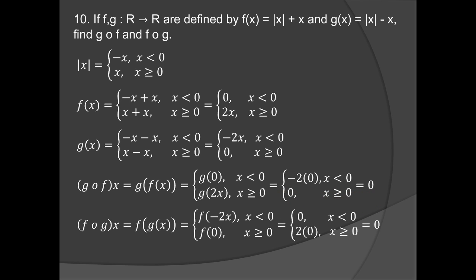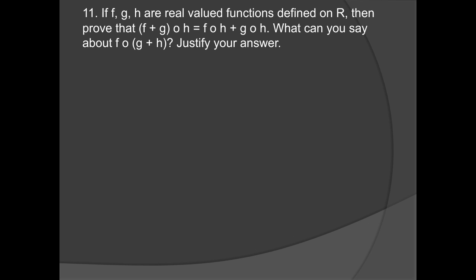The same way, f of g into x is f of g of x. So here f of minus 2x and f of 0. The same way, when you substitute minus 2x here, it is 0 only, and 0 in the place of x means 2 into 0. So finally the answer is 0 here also. So from this we can say that g of f of x is equal to f of g of x.